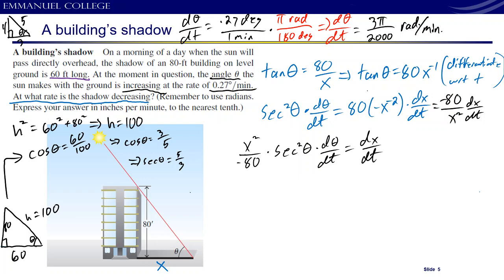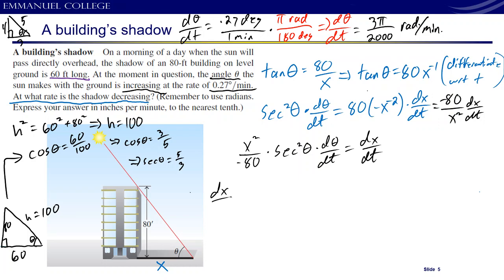Cosine is adjacent over hypotenuse. Secant is hypotenuse over adjacent. So technically, you could have done that too and still got to the same result. But now we're in a good spot, because now we can just plug in all of the values.